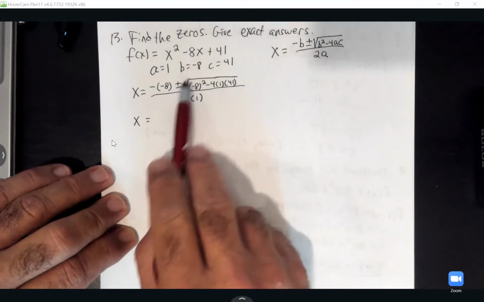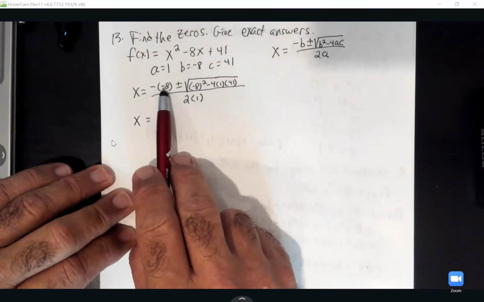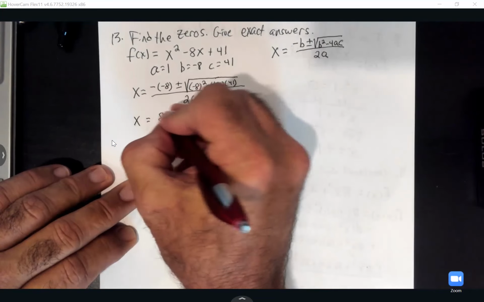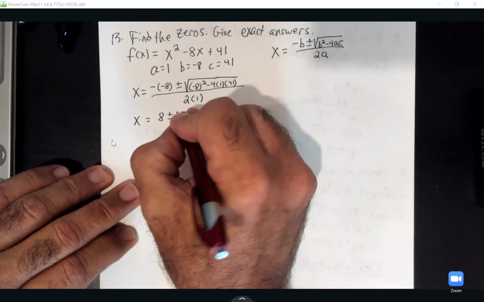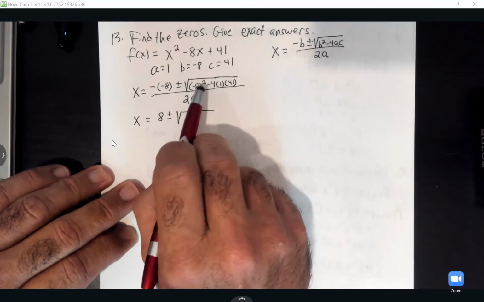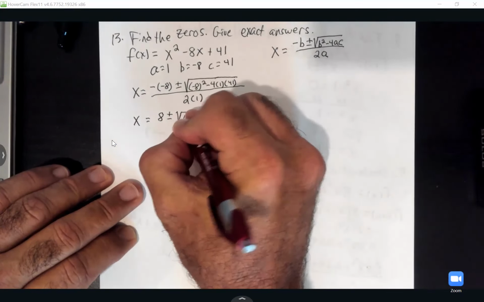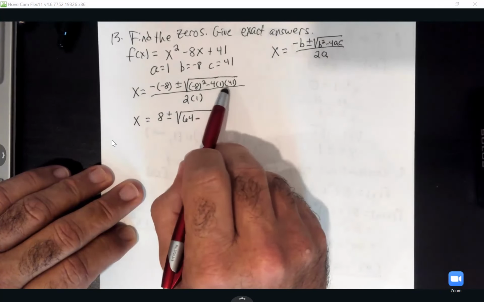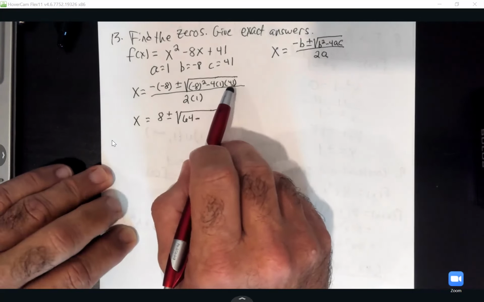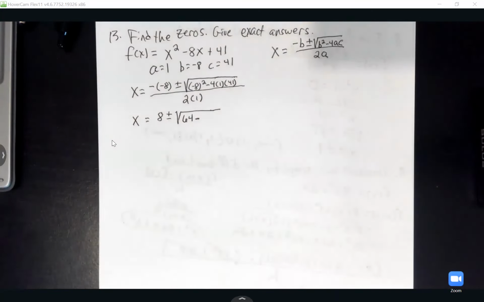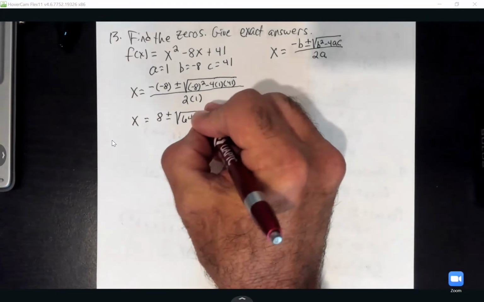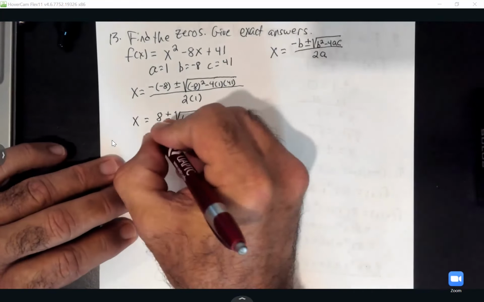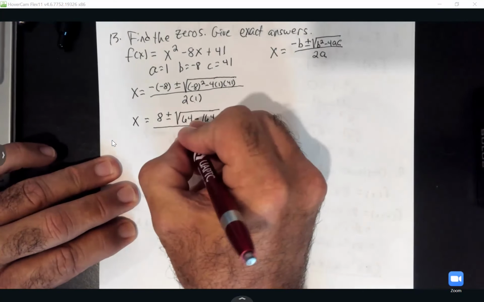So now we just start simplifying this thing. That double -8 makes that a +8, plus or minus square root. -8 squared is a +64, minus, and this end's going to stay negative because I've only got one negative down here. So now we just got to figure out what 4 times 1 times 41 equals. And that's going to give me a 164. All over 2 times 1, which was 2.